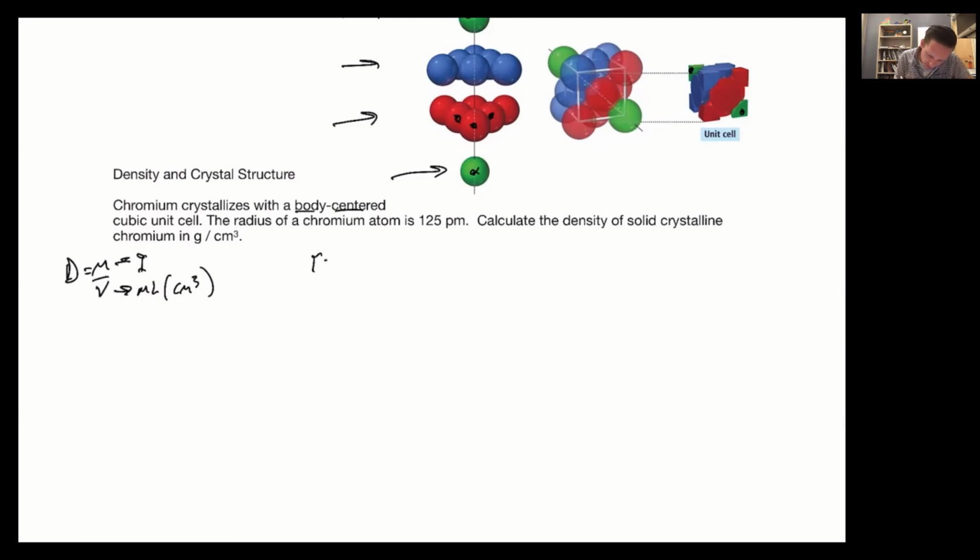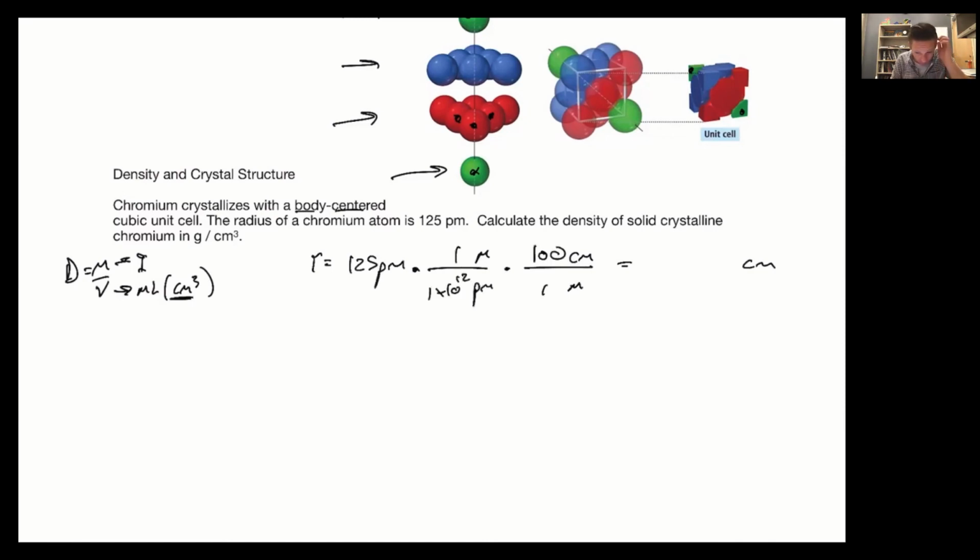We're going to use density. We've got this radius, 125 picometers. We see that the volume is going to be in centimeters cubed. It probably makes a lot of sense to convert this into centimeters. So get out of picometers into meters, get out of meters into centimeters.